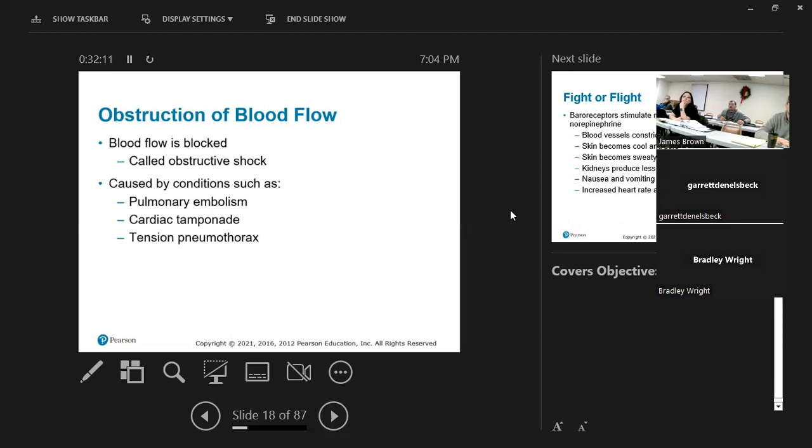So we have distributive shock, which would be considered what? Okay. Well, what part of the system? So if you're talking about plumbing, yep. So there's something wrong with the plumbing, right? Distributive. Obstructive shock: something's stuck, right? Cardiogenic: something wrong with the pump. And hypovolemic shock would be considered not enough hydraulic fluid. All right.